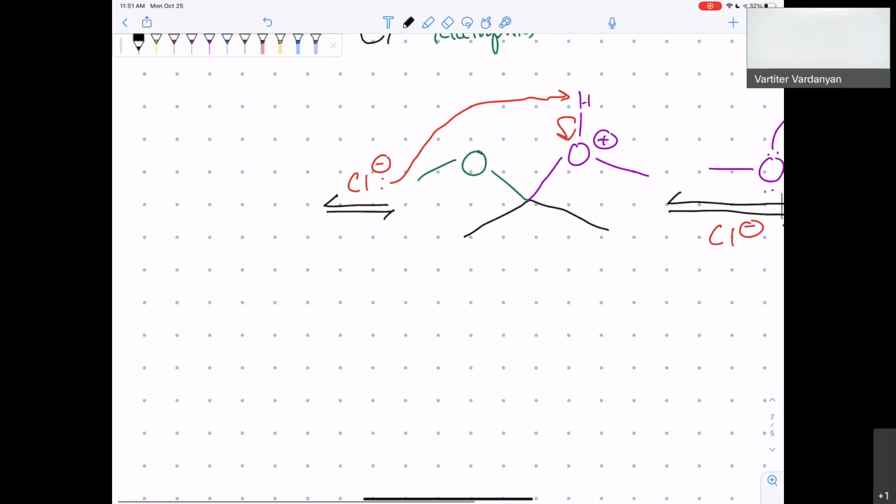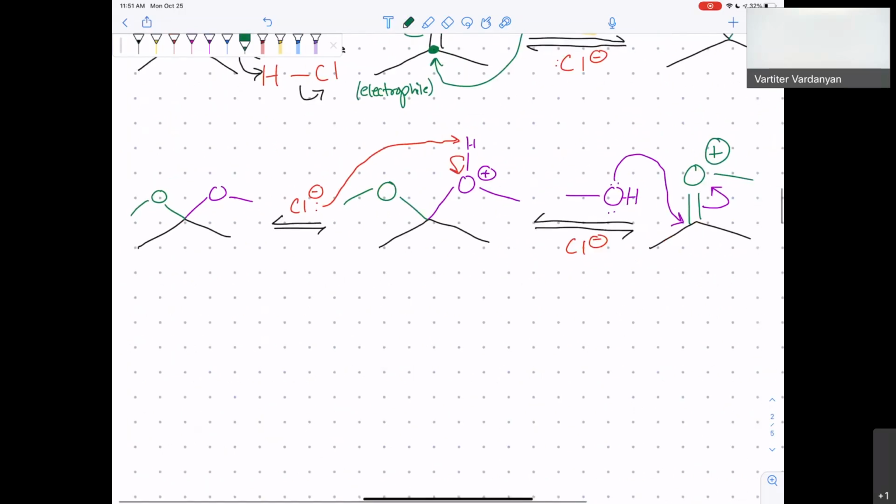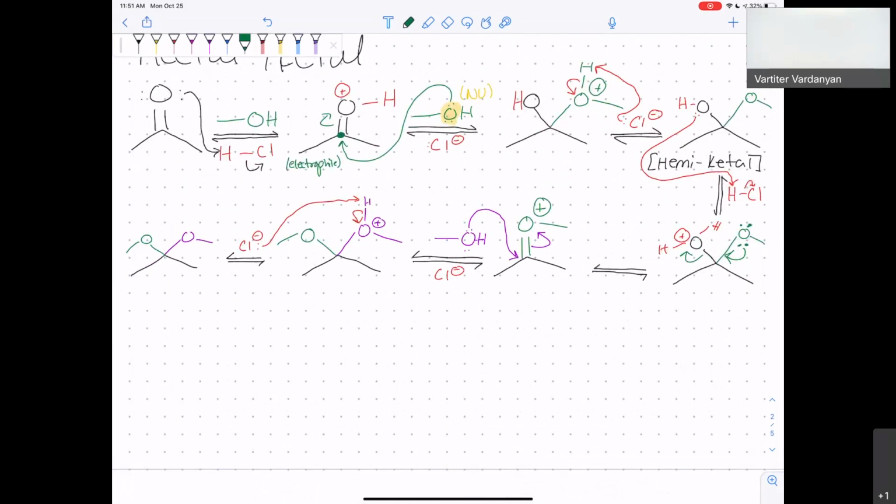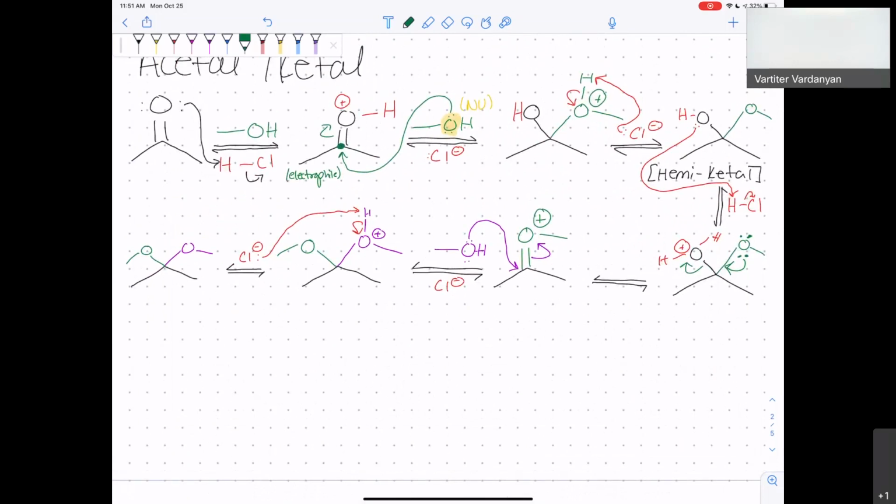And I am going to draw the final product just because we are technically late. I know. Time flies when you're having fun. Everyone was like, shut up. That's not fun. Alrighty, so 10 years later, we get our acetal. Just kidding, our ketal.